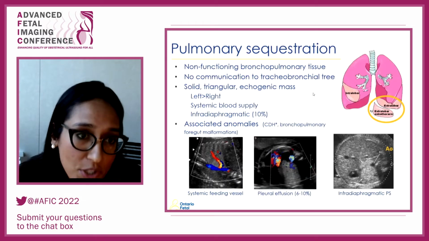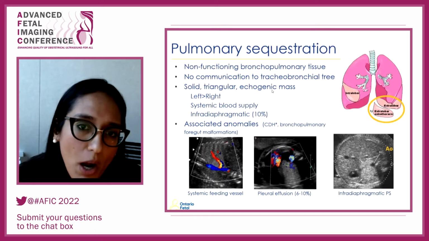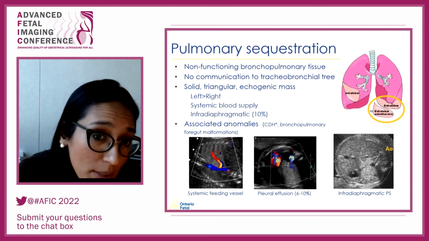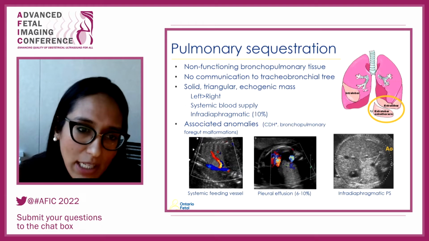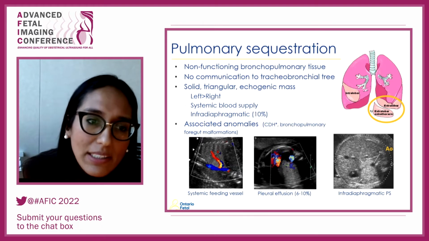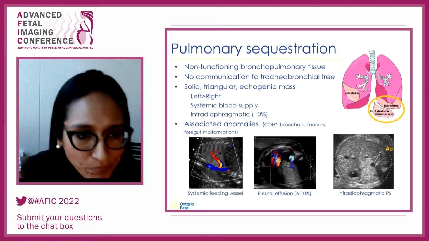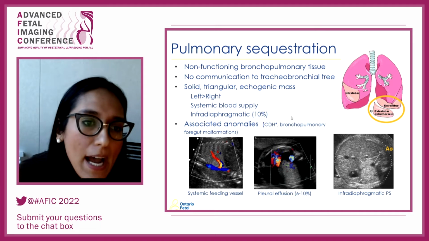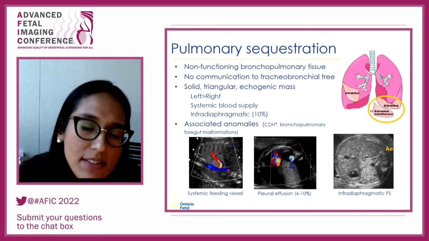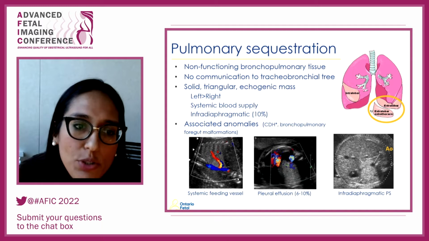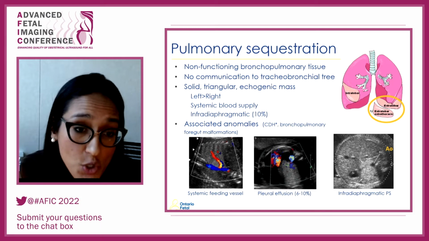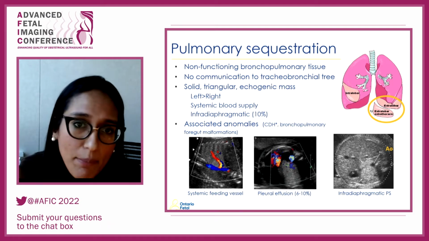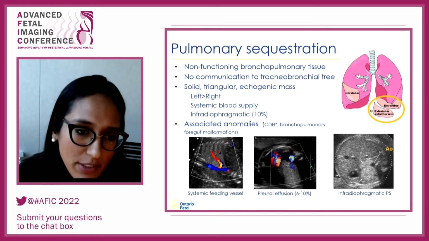Then we have sequestrations, which are non-functioning bronchopulmonary tissue. There's no communication to the tracheobronchial tree. These are solid triangular type echogenic masses. We say typically a little bit more on the left side, but they could be on either side, I should say. They have a systemic feeding vessel from the aorta. So if you look hard enough, you usually will find it. And you should remember that about 10% of these are actually infradiaphragmatic. So if you have a suprarenal mass, you should think about a sequestration in your differential diagnosis.